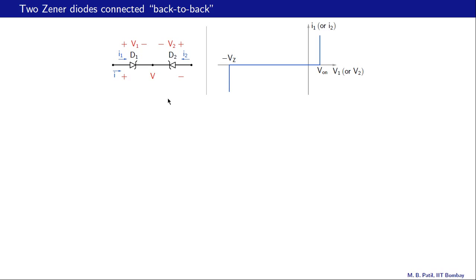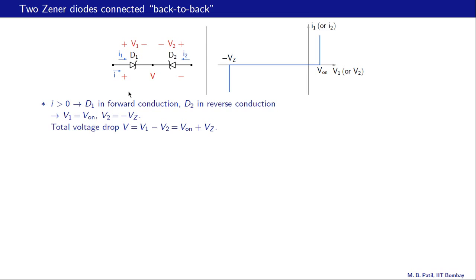And let us see what the complete picture looks like. D1 in forward conduction, D2 in reverse conduction. V1 is V on, V2 is minus Vz. And our interest, of course, is what this total voltage drop is. The total voltage drop is V1 minus V2, and that is V on minus minus Vz, so that turns out to be V on plus Vz. Let's take an example. If V on is 0.7 volts and Vz is 5 volts, that is, minus Vz is minus 5 volts, then the total voltage drop V would be 5.7 volts.